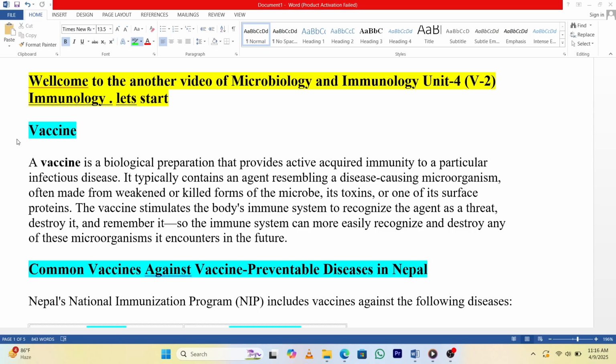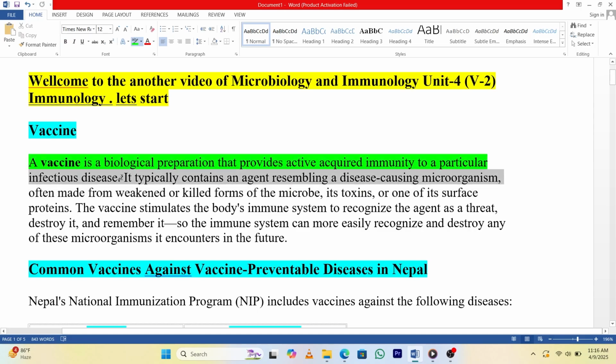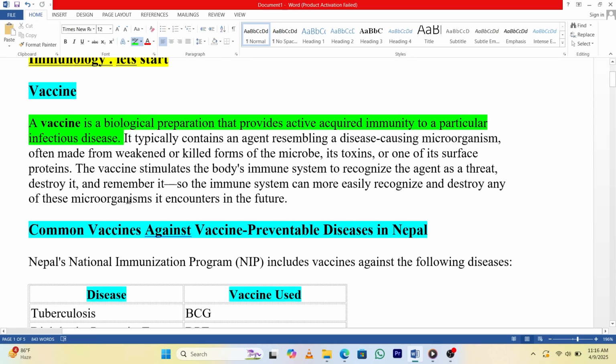Let's start. Definition of vaccine. A vaccine is a biological preparation that provides active acquired immunity to a particular infectious disease. It typically contains an agent resembling a disease-causing microorganism, often made from weakened or killed forms of the microbe, its toxins, or one of its surface proteins. The vaccine stimulates the body's immune system to recognize the agent as a threat, destroy it, and remember it so the immune system can more easily recognize and destroy any of these microorganisms it encounters in the future.